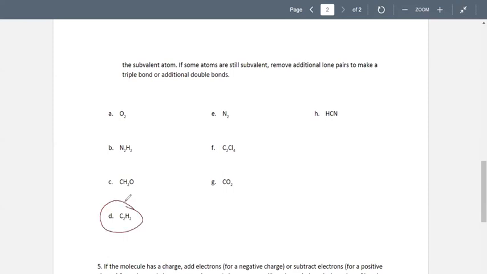Okay, D. So carbon, as we said, has 4, right? And then we have 2 carbons, so 2 times 4 is 8, plus how many hydrogens? 1 plus 2. So 8 plus 2, the total is 10. So 10 valence electrons.